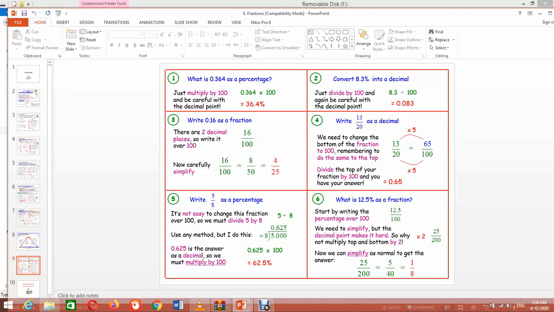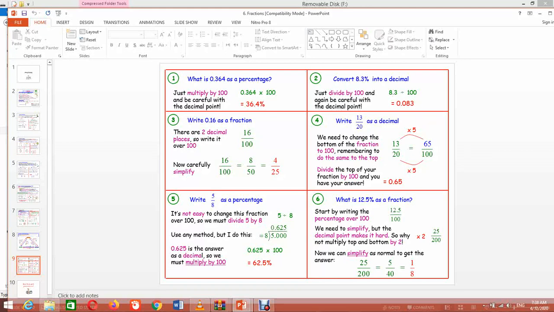Then 3, write 0.16 as a fraction. There are 2 decimal places, so write it over what? 100. So we write 0.16 is equal to 16 over 100. Then we simplify. We can start with 2. 2 will cancel 16 to be 8. 2 will cancel 100 to be 50. Then we continue with our 2 again. 2 will cancel 8 to be 4. 2 will cancel 50 to be 25.